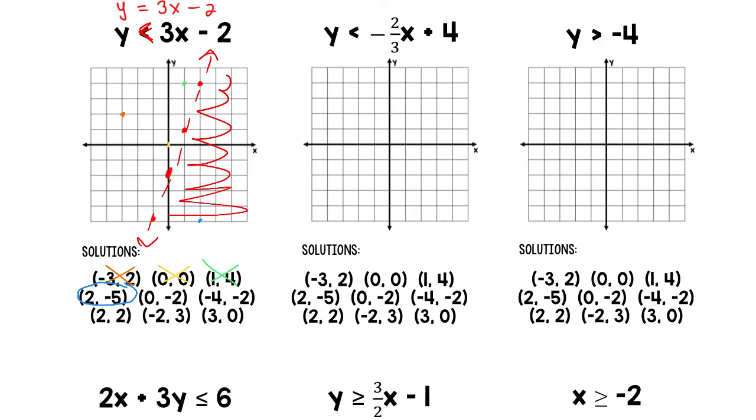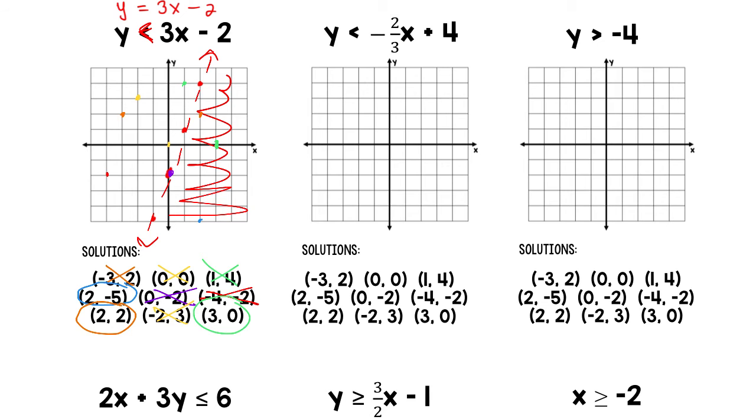Next, 0, -2. Not a solution along the line, but our line is dashed, so it doesn't count. Next, -4, -2. No. 2, 2. Yes, that is a solution. -2, 3. No. And lastly, 3, 0 is a solution. So we've got 3 points that are in our solution zone.